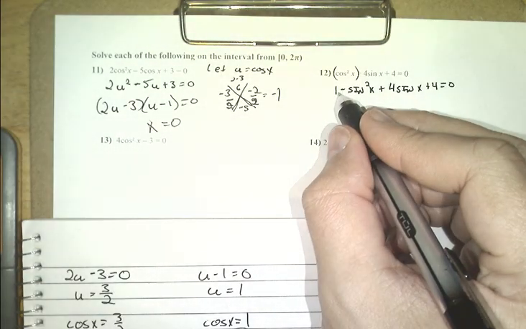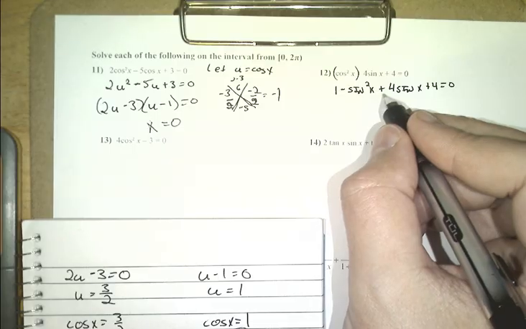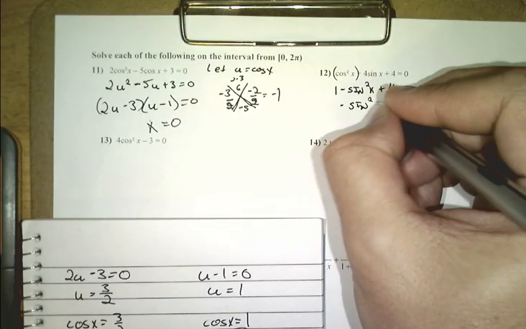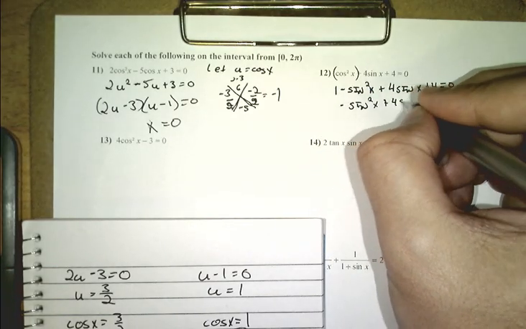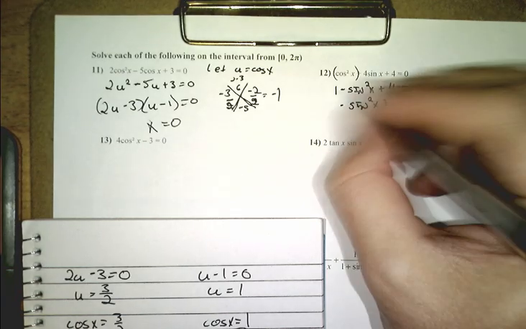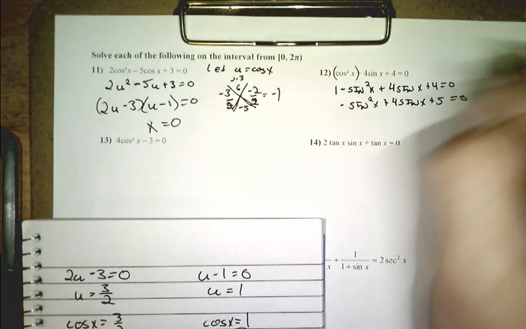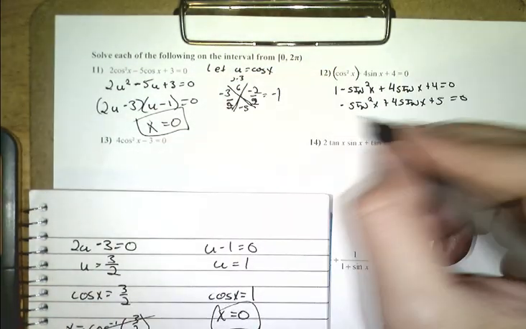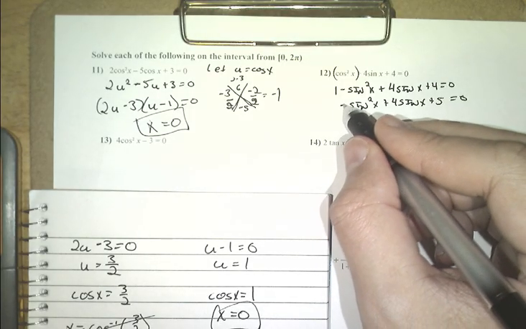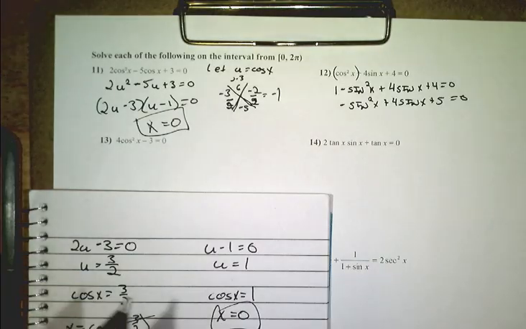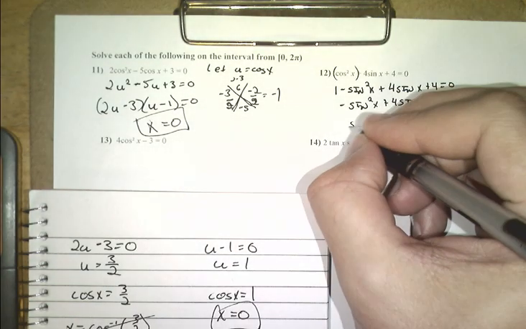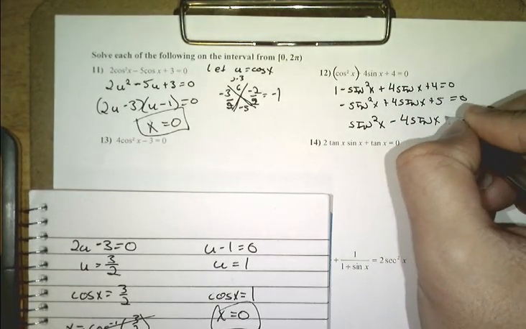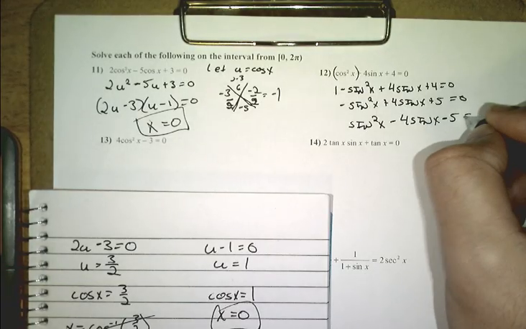Then I can collect like terms. I have a negative sign here, so collecting like terms, I get negative sine squared x plus 4 sine x. 1 plus 4 is plus 5 equals 0. And then, because I don't like having a negative for my a, I'm going to multiply both sides by -1. If I do that, I get sine squared x minus 4 sine x minus 5 equals 0.